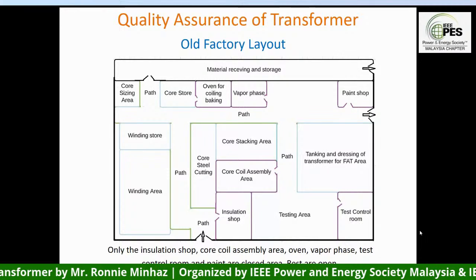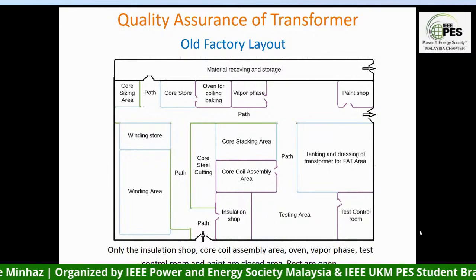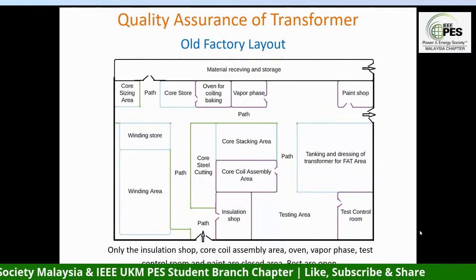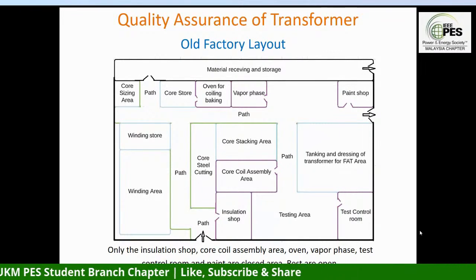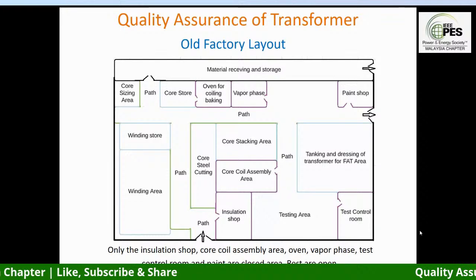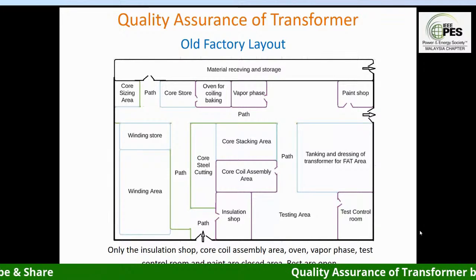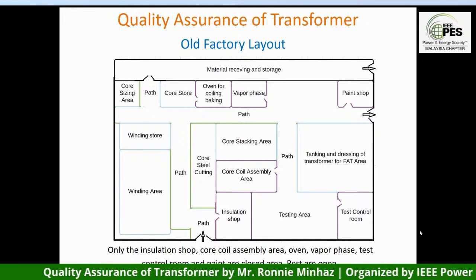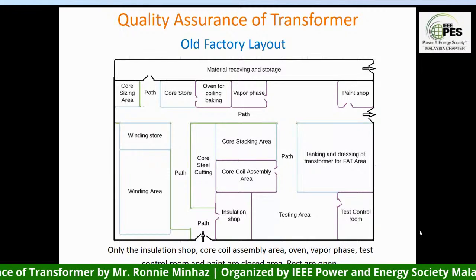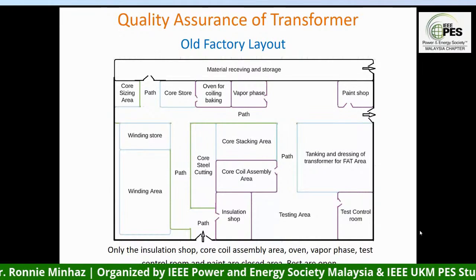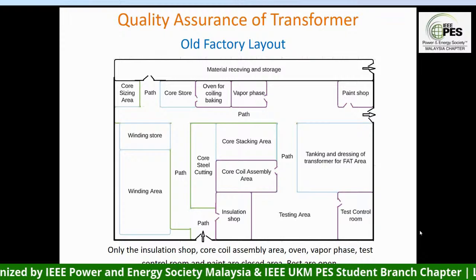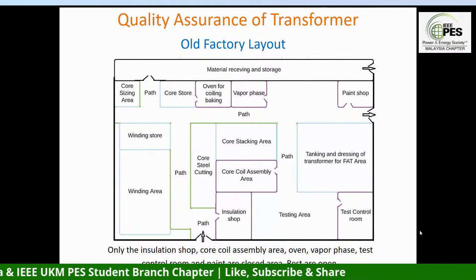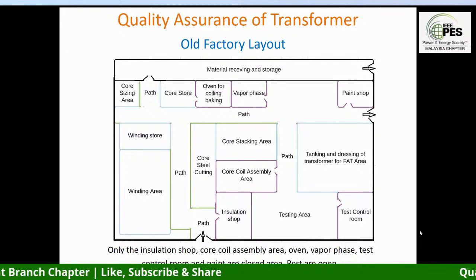This is the layout of an old factory. Over here you see the winding area right across the path. Right across the path you have the core steel cutting area. Right across it you have the core stacking area. Right across it you have the tanking area. All those areas are under one roof and they are not separated. Winding area is not separated from core steel cutting area, and core steel cutting area is not separated from core stacking area. That means if something happens in one area, it can spill over into the other area and compromise the quality of the transformer.